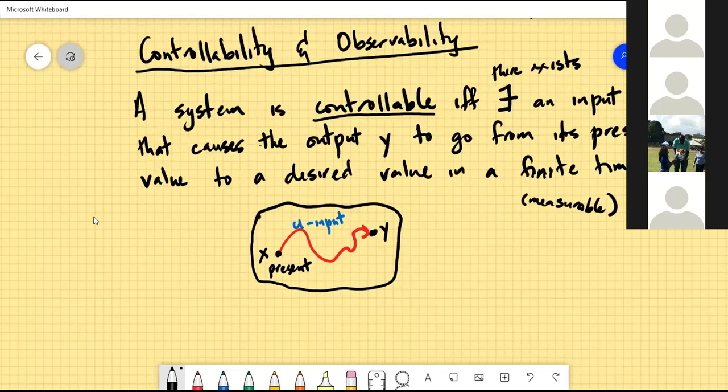And if the input will get us there, but it's not going to take a measurable time, it's going to take until infinity to reach there, then it doesn't make sense either, because it will never end the same way. So we still define it as uncontrollable. That is the technical definition of something that is controllable.